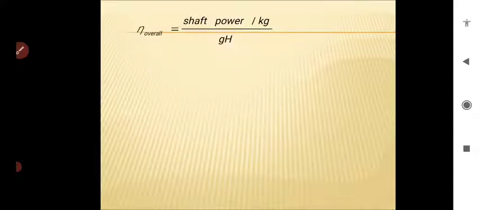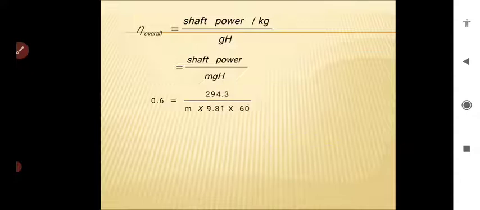So now overall efficiency is equal to shaft power by mgH per second. So from this equation we will get mass of the water, and from this equation we will get the Q value. So by using this equation we will get the D value. D is equal to 0.54 meter. So that is equal to 539.09 mm.